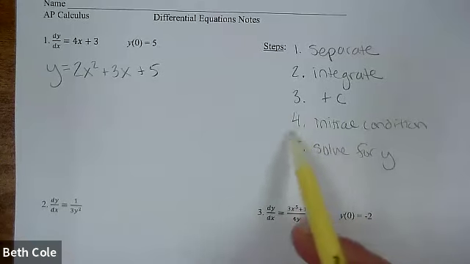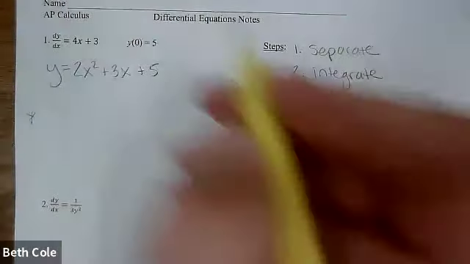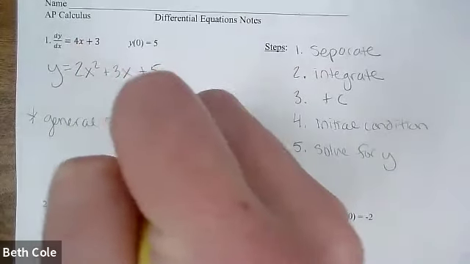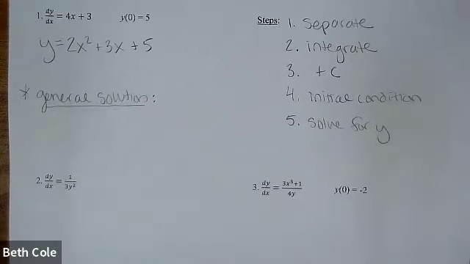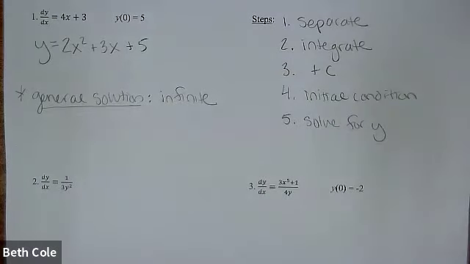Now, hey, Ms. Cole, you said that this step was optional. Sometimes they give you one and sometimes they don't. If they don't give you an initial condition, what you're finding is the general solution. So you're in general solution. You're going to leave your plus c in there, and c could be anything, right? So since c could be anything in the entire world, that is infinite solutions. So you get an infinite number of answers, which I think is actually pretty cool. Correct. So you're just going to leave plus c in there.